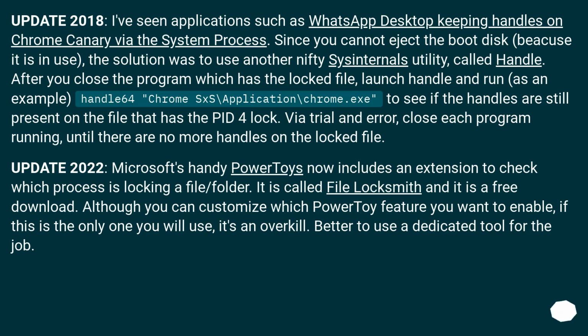Update 2022: Microsoft's handy PowerToys now includes an extension to check which process is locking a file or folder. It is called File Locksmith and it is a free download. Although you can customize which PowerToys feature you want to enable, if this is the only one you will use, it's overkill. Better to use a dedicated tool for the job.